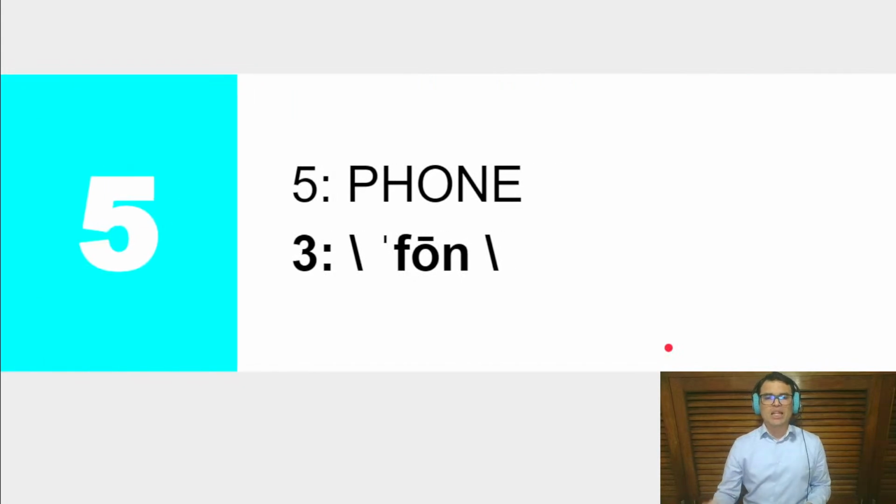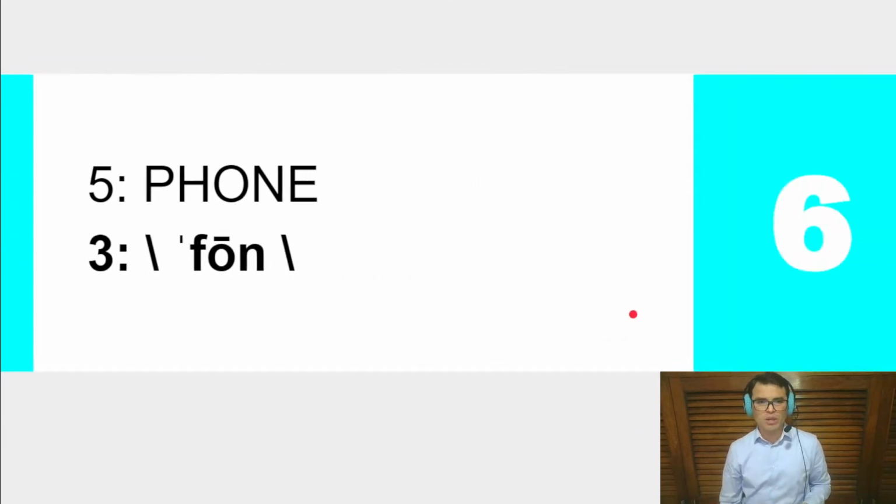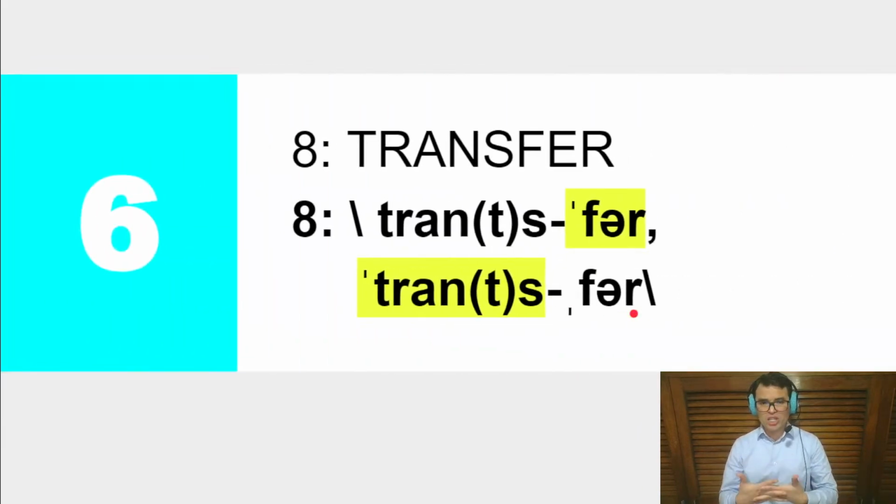Answer. Then 5 letters, 3 sounds. You have O with a hat. Phone. Phone. Phone. Then we have this one with 8 letters and 8 sounds, 2 syllables. It can be the stressed syllable, can be the second one or the first one, no problem. So in the first syllable we have a, and in the second syllable we have a. So transfer or transfer. Transfer or transfer.